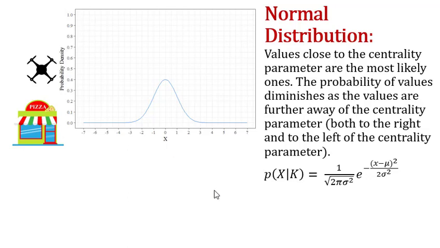So the procedure to obtain the distribution is this one. The values are from negative infinity to positive infinity, and they are continuous. And what is most characteristic of the distribution is the shape, the symmetrical shape of the distribution.